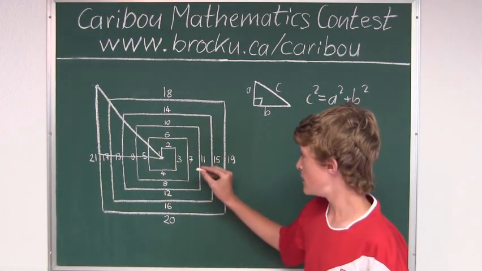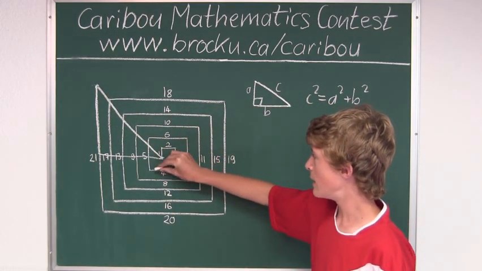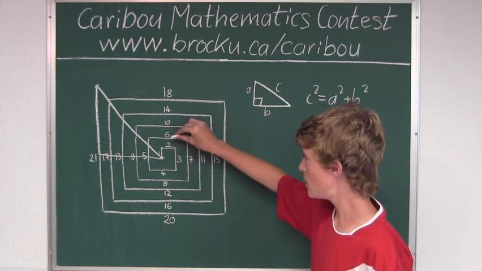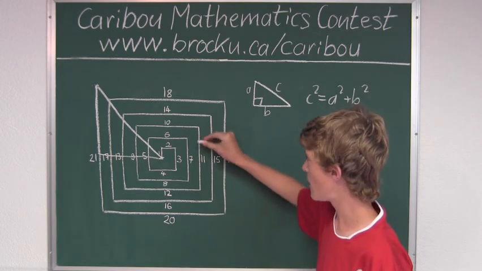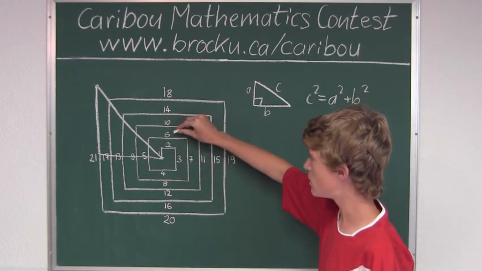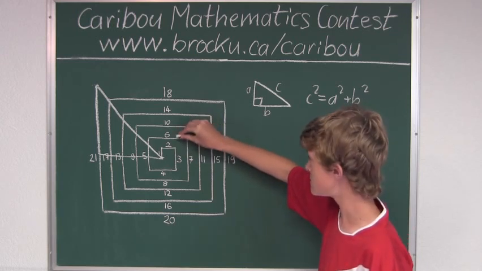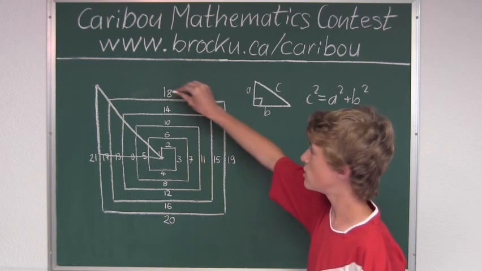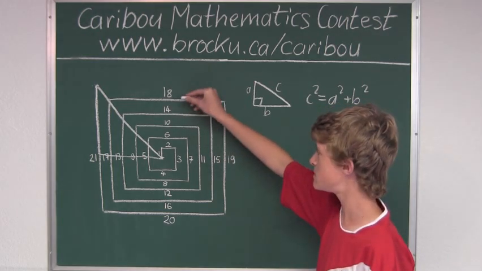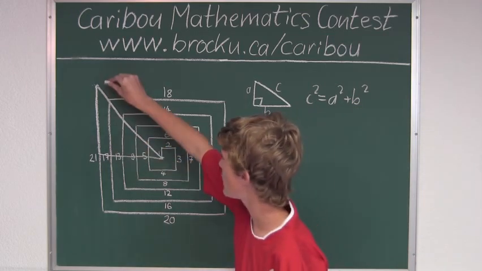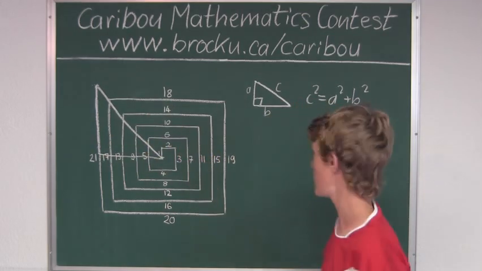So we know if we go 3 down and 5 up, this little difference here will be 2. We can also figure that out by going 7 down and 9 up, and it is also 2. So we know this is 2, this is 2, this is 2, this is 2, and if you draw an imaginary line, this is also 2. So 5 times 2 is 10, plus 1 is 11. So we know a squared is 11 squared.